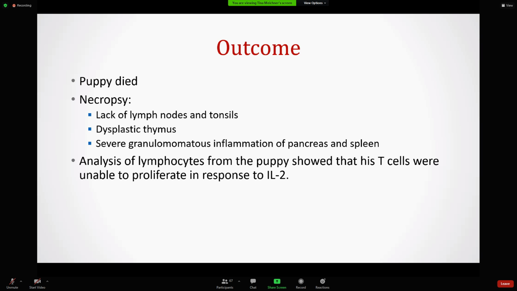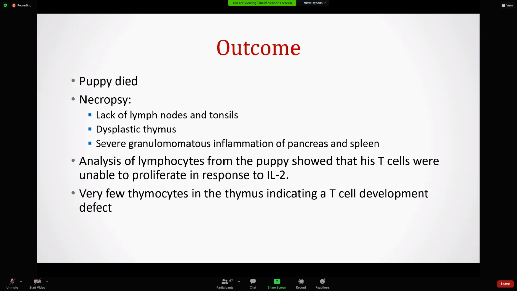Before that, they were able to get a little bit more blood and stimulated the puppy's lymphocytes with the most potent T cell stimulant, IL-2. That showed that those T cells were unable to proliferate. They didn't proliferate and they didn't expand. And when they further looked histologically, on histopathology, at the thymus, there were really little to almost no T cells in the thymus. And that's very unusual in a very young dog.